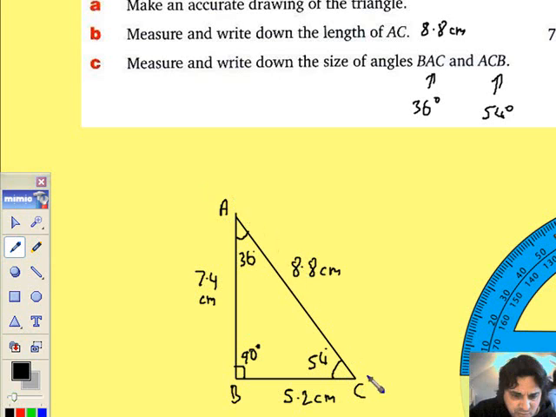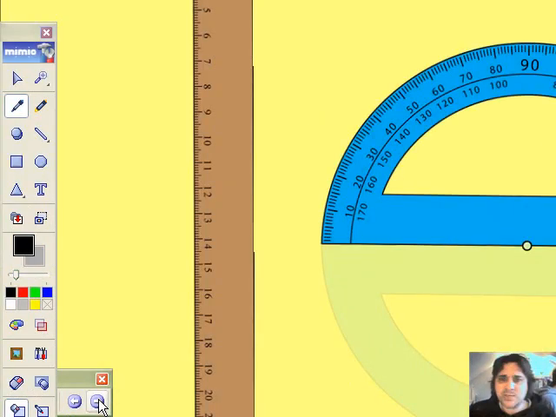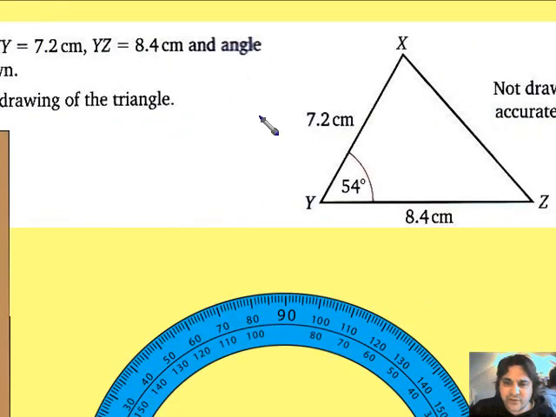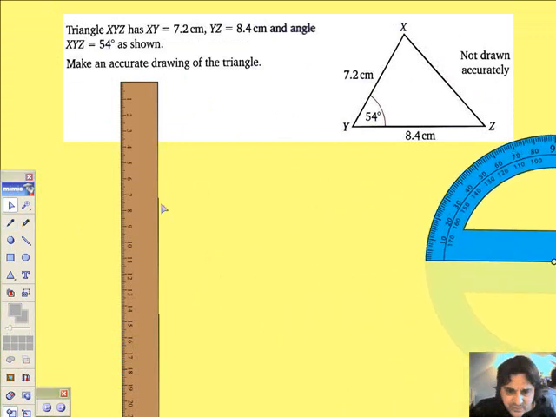Oh, here we go. The equipment's still there waiting for me. It says triangle XYZ has XY as 7.2. There's a drawing there, and YZ is 8.4, and the angle 54 is shown. I've got to draw it accurately. So first step, let's get the baseline in place, get that compass out of the way. Let's rotate this one. Please come up. Right, well done you. So let's rotate that sort of flattish, and we'll get our baseline going, shall we?